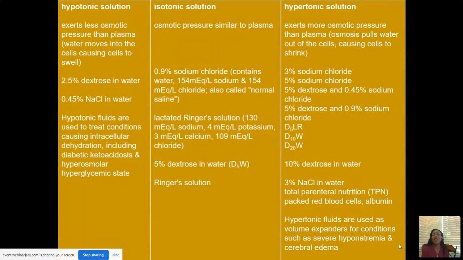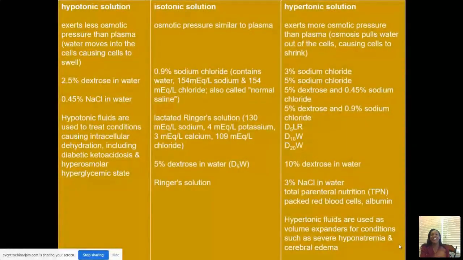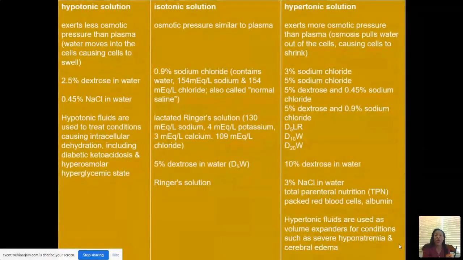Okay, so now let's do hypo. Under iso, I told you 0.9% sodium chloride is isotonic. So therefore, anything that has less osmotic pressure than that is hypo: less, below, lower than sign, down arrow. Any fluid solution that has less than 0.9%, or less osmotic pressure than isotonic, is hypotonic solution. On the left-hand side, you see 2.5% dextrose in water. That's less than the 5% we said was isotonic, so that makes it hypo.